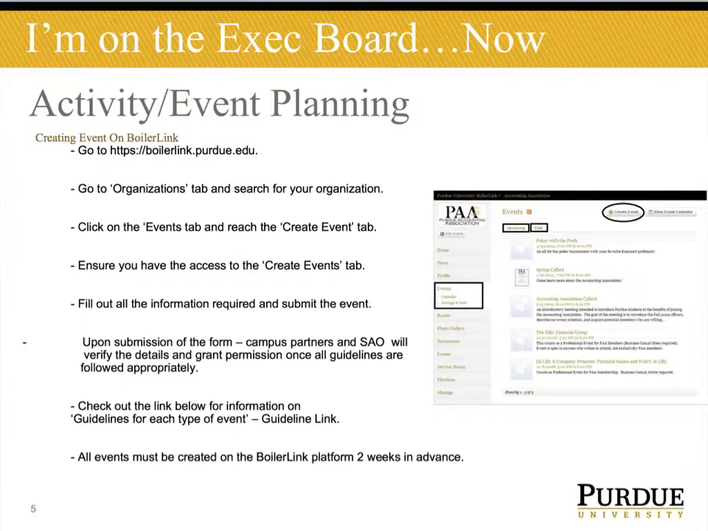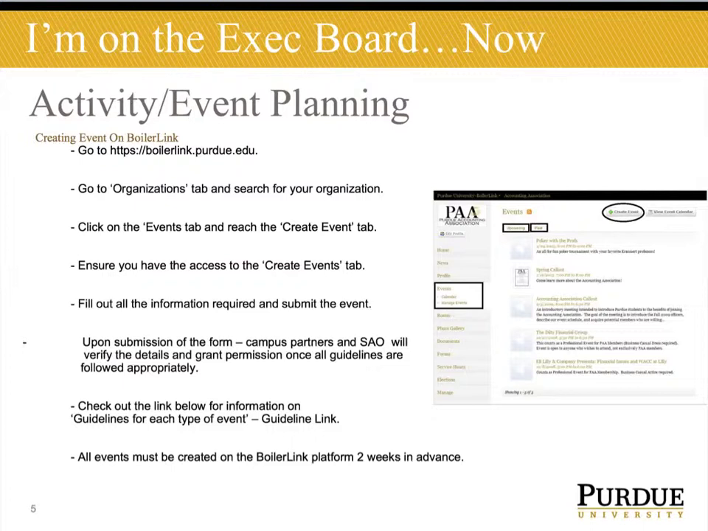Now, I'd like to take you through the procedure for creating an event on BoilerLink. As the first step, go to the link given on point 1. This is the home page of the BoilerLink website. Once you get into that website, go to the Organizations tab and search for your organization. Once you enter the page of your organization, look for the Events tab and reach out to the Create Event tab. As you can see in the picture, the Create Event tab is circled.